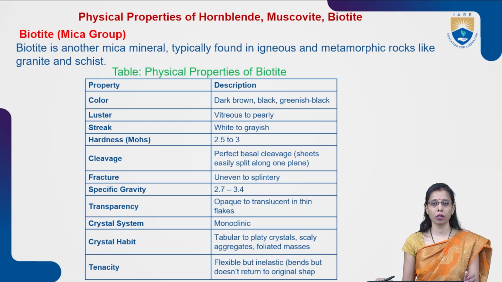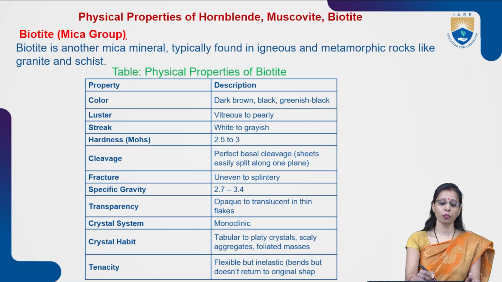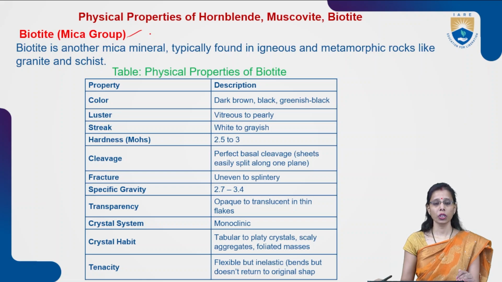Now, coming to the third mineral, that is biotite. So biotite is a mineral commonly similar to muscovite. Biotite is also a mica group mineral. So these two minerals, muscovite and biotite, come in the mica group. So both are having similarity here. Biotite is another mica mineral typically found in igneous and metamorphic rocks, like granite and schist.